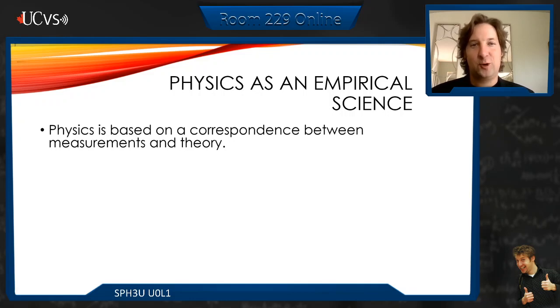You have to actually show some empirical evidence. That's this word empirical. Empirical means that there's some physical evidence, some experimental evidence that shows that you're right. So there has to be a correspondence between your theoretical understanding and your experimental proof, your measurements that are taken.